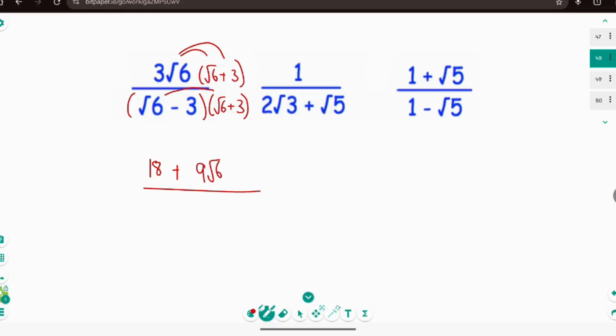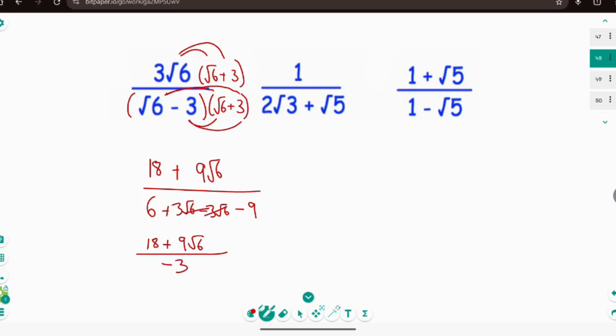root 6 times root 6, 6. Root 6 times 3, 3 root 6. Minus 3 root 6. Negative 3 times positive 3 is negative 9. Let's just simplify the denominator. Cancels out. 6 subtract 9 is negative 3.